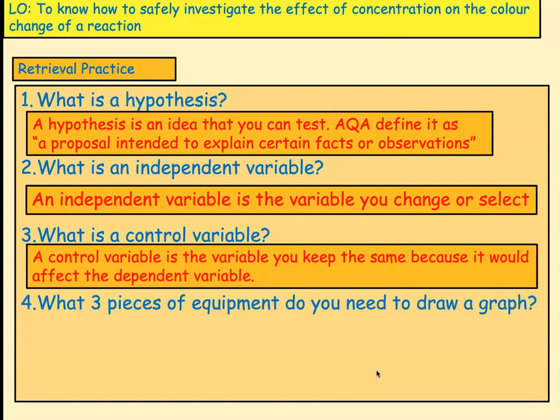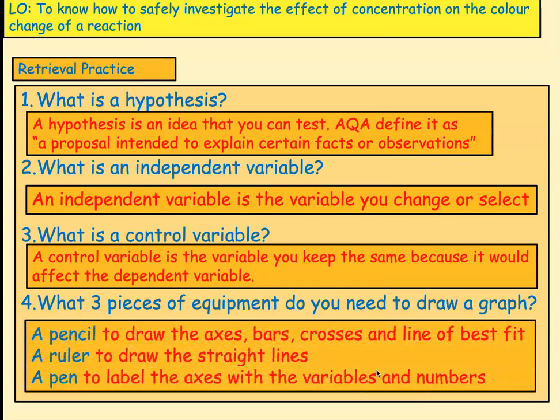What three pieces of equipment do you need to draw a graph? Well, you need a pencil to draw the axes, the bars, the crosses, and the line of best fit. You need a ruler to draw any straight lines like the axes or your line of best fit if it's a straight line. And you need a pen to label the axes with the variables and the numbers.